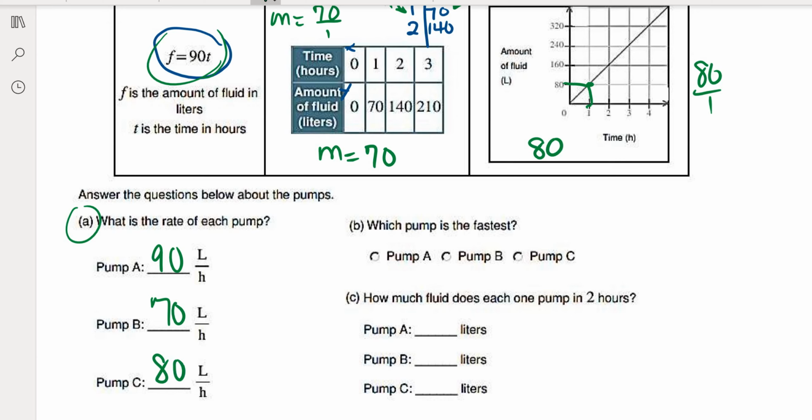And then part C, how much fluid does each pump pump in 2 hours? Well, they're giving you the information for 1 hour. So pump A pumps 90 in 1 hour, I would multiply that by 2, and I get that it's 180 liters. The second one, 70, I would times it by 2, and I get pump B is 140 liters. If it's 80 and I multiply it by 2, that's 160 liters for 2 hours. Okay, and that should answer all the questions.